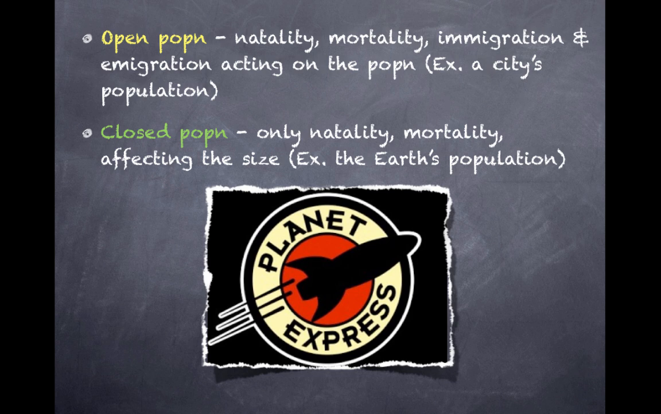Whereas the second type of population, your closed population, is when only births and deaths can affect the actual size. It's not like we can hop on Planet Express and go to another planet. We can't immigrate to another planet, and aliens fortunately cannot emigrate into our planet.